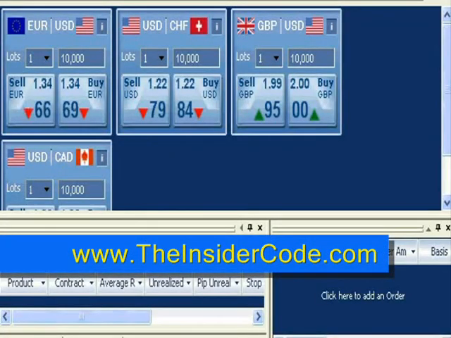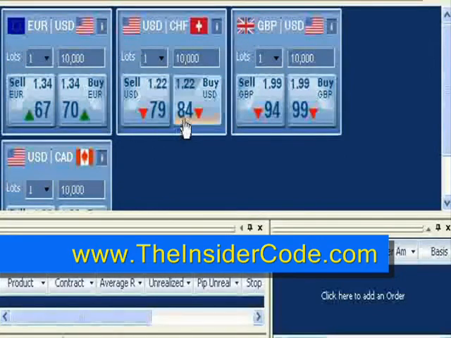Okay, everyone. Well, we're getting ready for the consumer confidence number coming out here for our three rates trade. And you can see that the spreads are a little bit wider than normal. You can see that the euro is at 3 pips. The Swiss is at 5 pips.